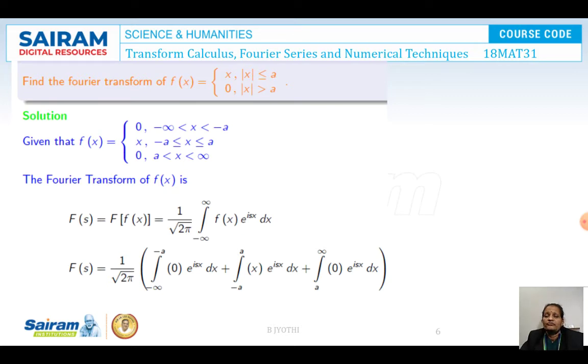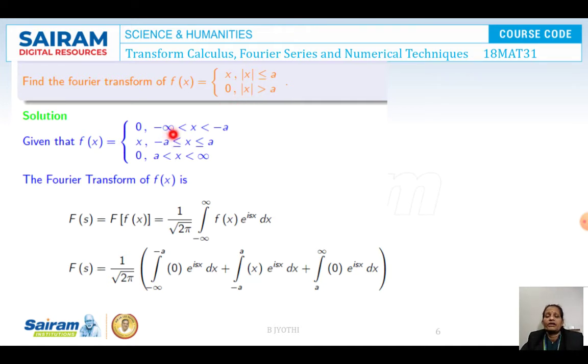Next problem. Find the Fourier transform of f of x is equal to x when mod x is less than or equal to a, 0 when mod x is greater than a. Given that f of x is given by 0 when x varies from minus infinity to minus a, and it is x when it is from minus a to plus a, 0 when it is from a to infinity. That is what mod x less than or equal to a says. And otherwise, it will be 0.